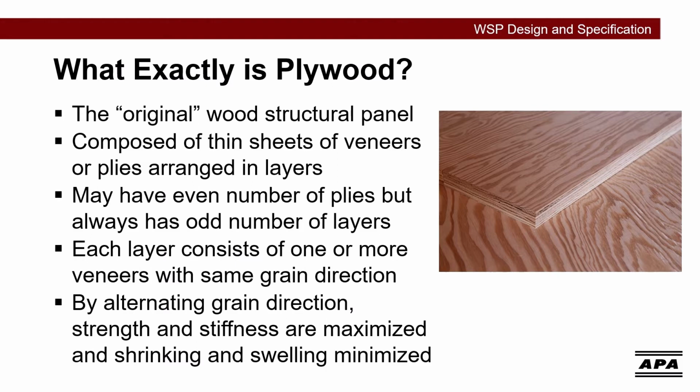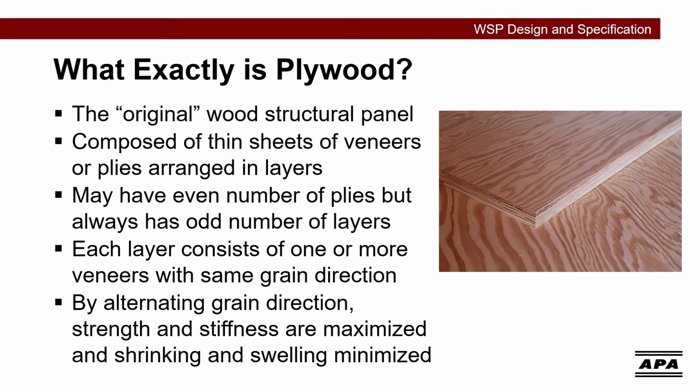Let's start with plywood, which is known as the quote-unquote original wood structural panel. As we'll see on the next slide, plywood is composed of thin sheets of veneers or plies that are arranged in layers. Common veneer thicknesses are 1/6 of an inch, 1/8 of an inch, and 1/10 of an inch. While a plywood panel may have an even number of veneers, it will always have an odd number of layers. This can be accomplished since each layer may consist of one or more veneers in the same grain direction.